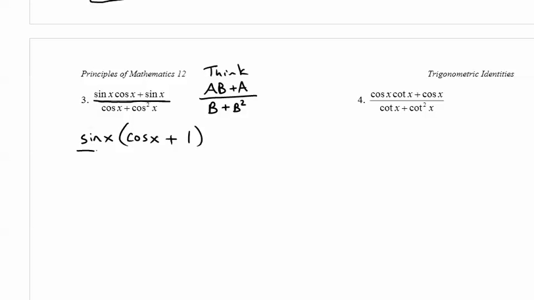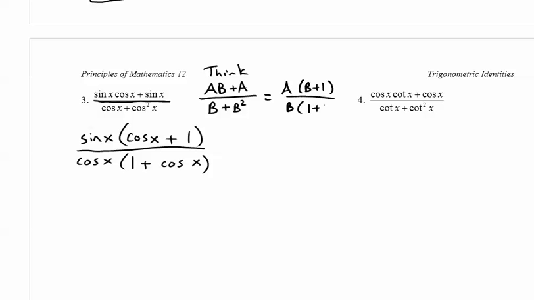In the denominator, both of the terms have a b. Both of the terms have a cosine. So we'll take out a cosine, and then what's left? Cosine divided by cosine is 1. Cosine squared divided by cosine is just cosine x. Okay, so now effectively, I've changed it to a times (b plus 1) over b times (1 plus b).